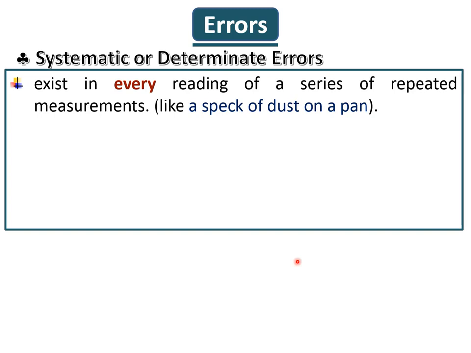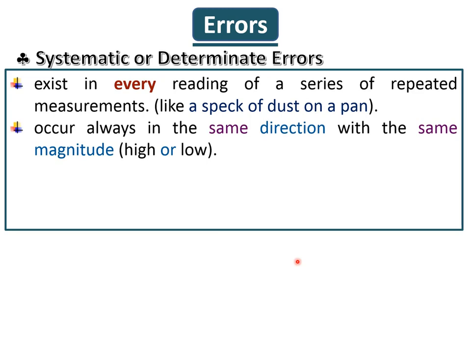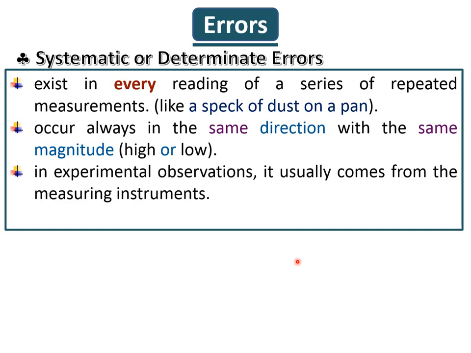So this type of error exists in every reading of a series of repeated measurements, like a speck of dust on a pan. Okay? It also occurs always in the same direction with the same magnitude, as I said, either high or low. In experimental observations, if you are doing an experiment in the lab, this type of error usually comes from the measuring instruments. If you are measuring with a pipette, with a burette, okay? Using this type of tools may be the reason for this error.